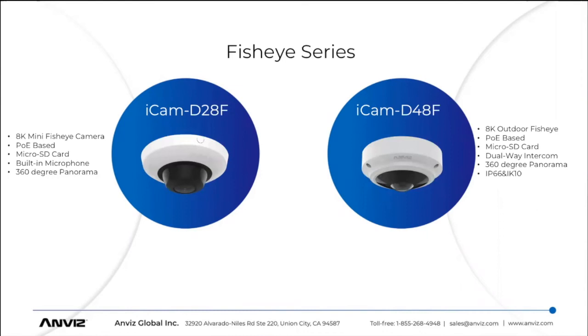We have 2 fisheye series, the same as the bullet and dome. We have 1 mini fisheye and another big fisheye. Both are 4K, 8 mega, high resolution, PoE based, with 360 degree view for the ceiling mount, and for the side mount, they can reach 180 degree views.